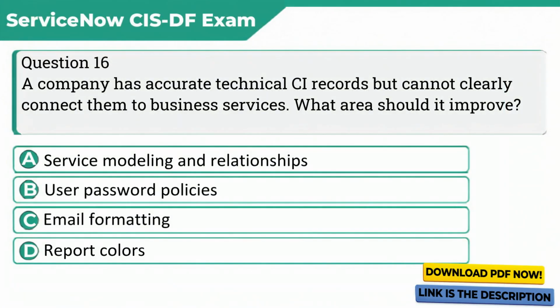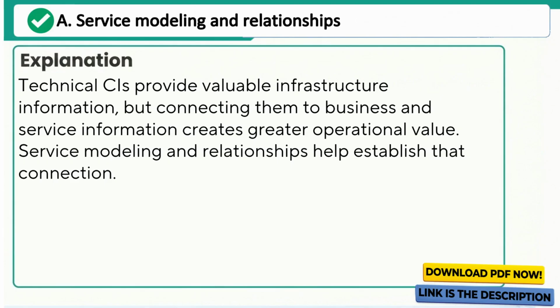Question 16. A company has accurate technical CI records, but cannot clearly connect them to business services. What area should it improve? A. Service modeling and relationships. B. User password policies. C. Email formatting. D. Report colors. Correct answer, A. Service modeling and relationships. Explanation. Technical CIs provide valuable infrastructure information, but connecting them to business and service information creates greater operational value. Service modeling and relationships help establish that connection.